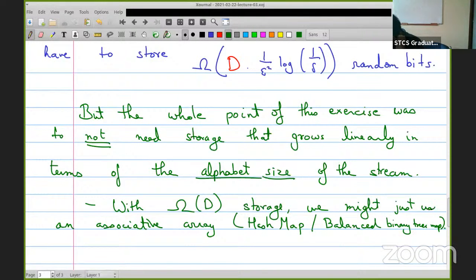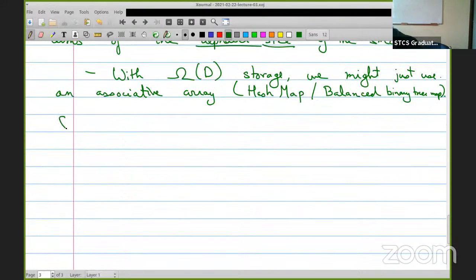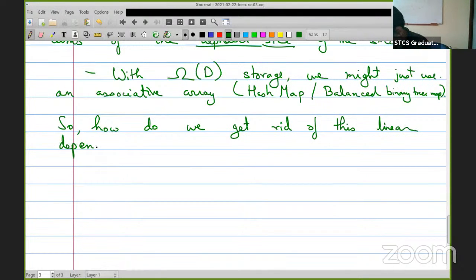So the point is to get rid of this d. So how do we get rid of this d? Okay, yeah, that's the question. So how do we do that?